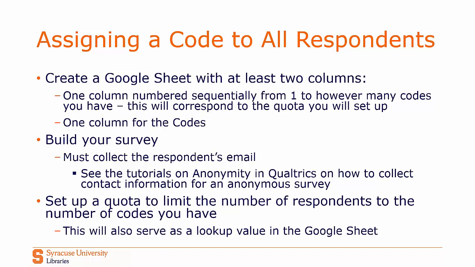Then you build your survey. As stated earlier, you must collect the respondent's email. You can see tutorials we have on anonymity in Qualtrics on how to collect contact information for an anonymous survey. You will then set up a quota to limit the number of respondents to the number of codes you have. This will also serve as a lookup value in the Google Sheet.